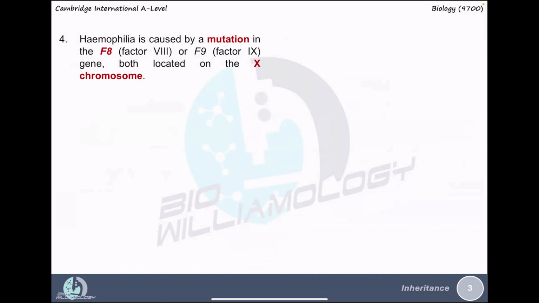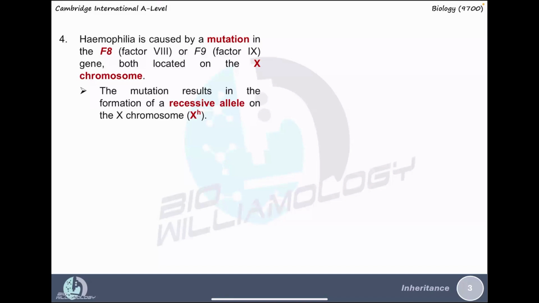Both factor 8 and factor 9 genes are located on the X chromosome. Therefore, factor 8 and factor 9 genes are both X-linked genes. So the mutation results in the formation of a recessive allele on the X chromosome. Generally, we denote it as X superscript H, and H is the recessive allele. Over 1,200 mutations in the factor 8 gene have been identified.